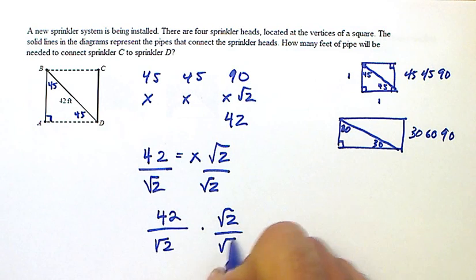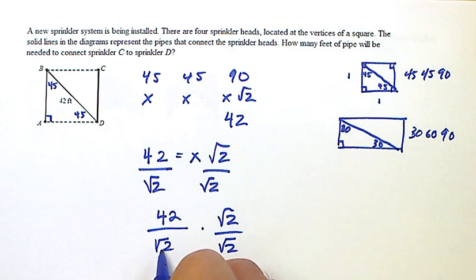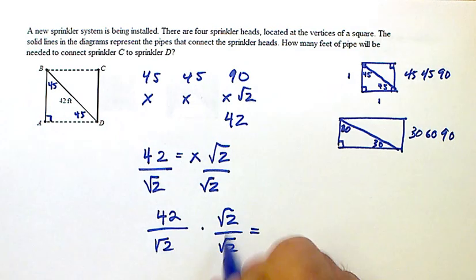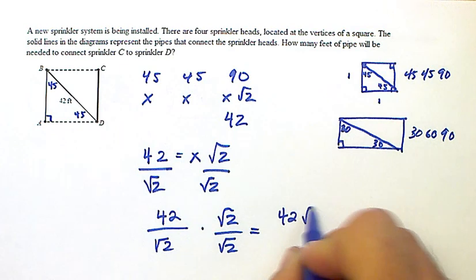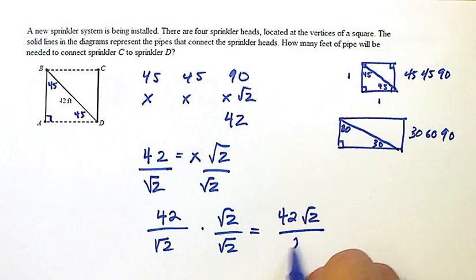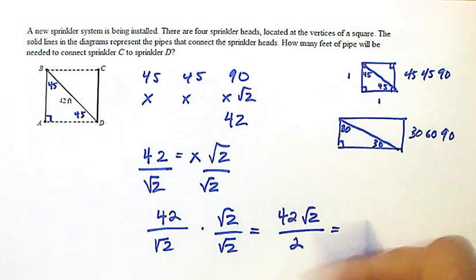We can't leave this square root of 2 on the bottom because it's not a real number. We want to conjugate: 42 over square root of 2, times square root of 2 over square root of 2. You can reduce to 21 square root of 2.